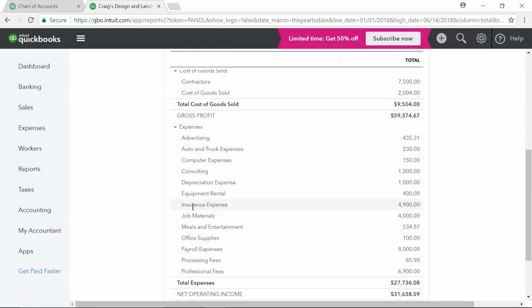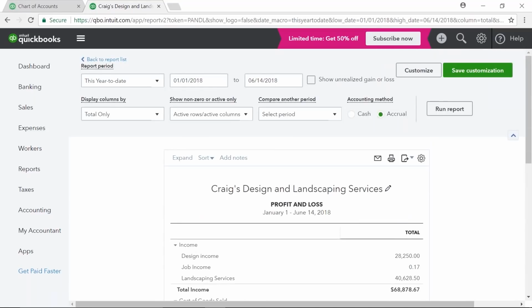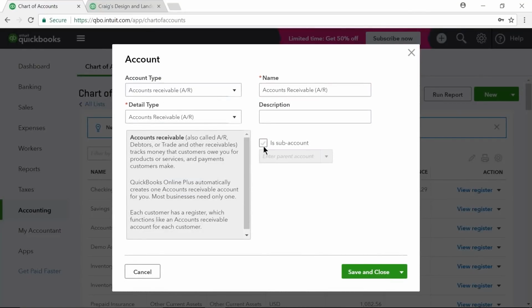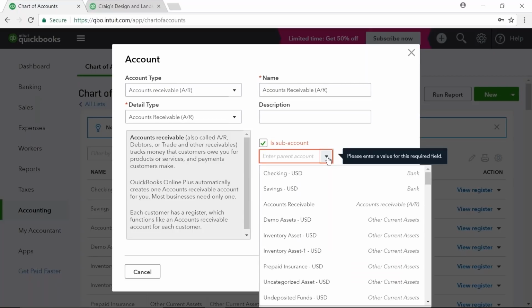But these sub-accounts are set up either as you're setting the account up, or you can also edit existing accounts. So right here, if I go over to my chart of accounts, again, click on new, there is a spot right here where I can select is sub-account. So you can select that box, then click the drop-down arrow and choose the account that you want to make this a sub-account of. So basically, you're choosing the parent account for the account.